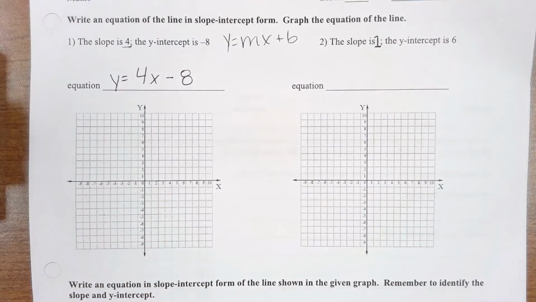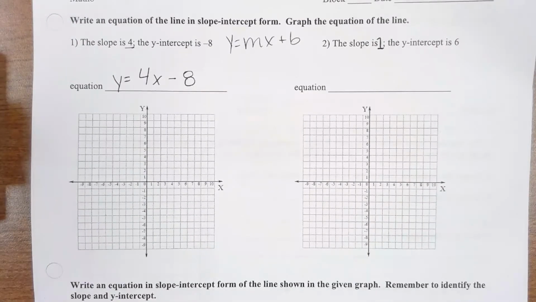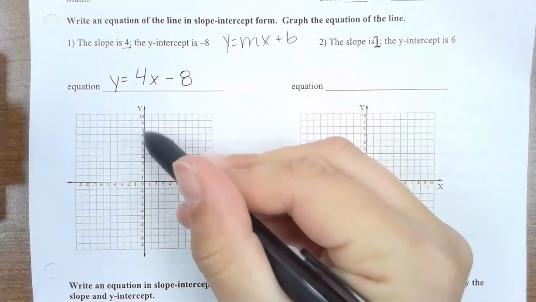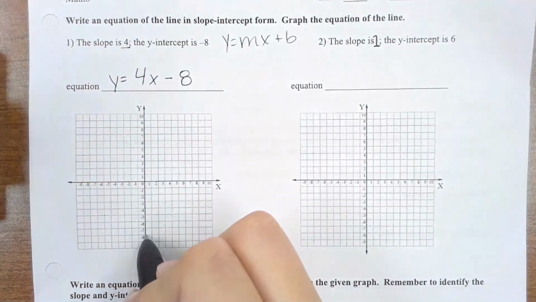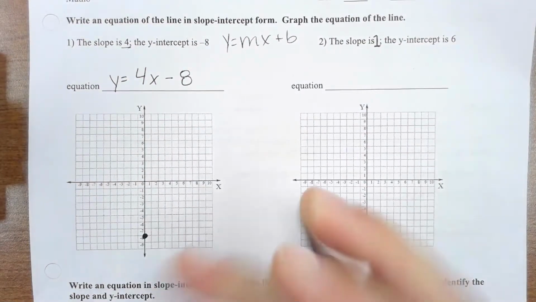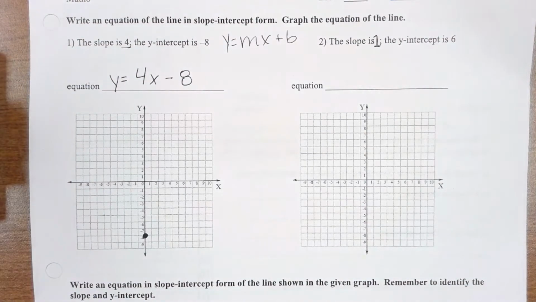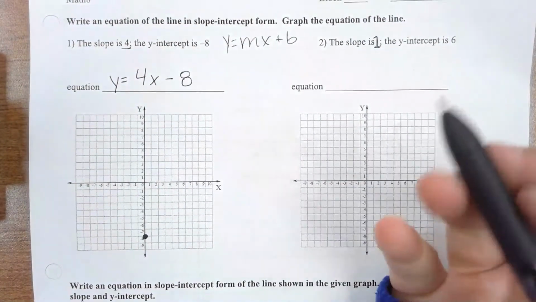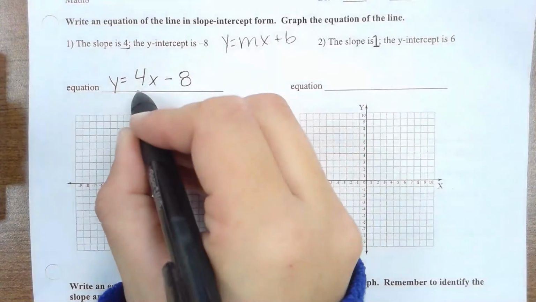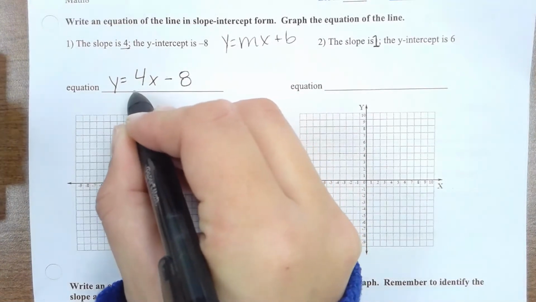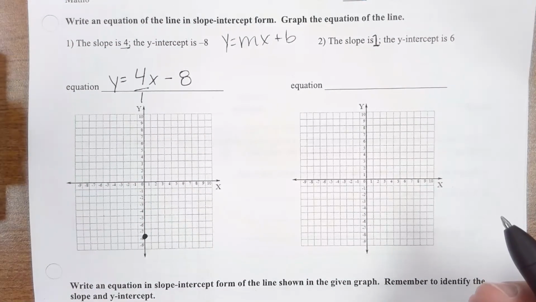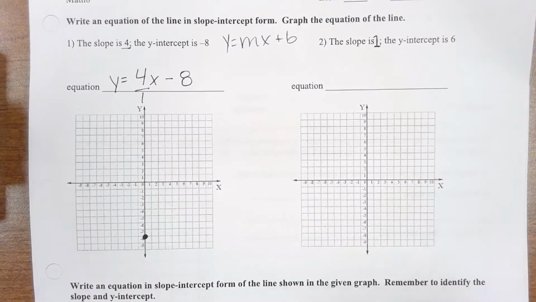So then you want to graph it. Remember, you always want to start at the y-intercept. So our y-intercept is -8. So -8 is down here, and I'm going to put a point. And then we want you guys to perform slope 2 times here. So if our slope is 4, remember we can write slope as a fraction. So I'm going to put my slope over 1. And then I'm going to go ahead and perform slope.